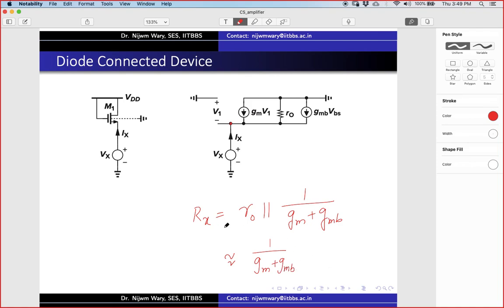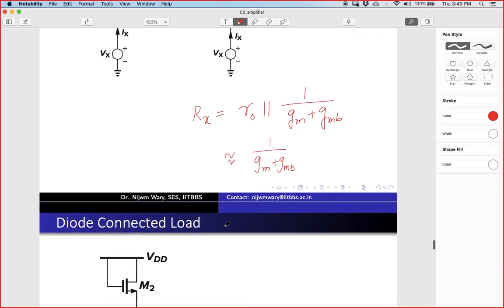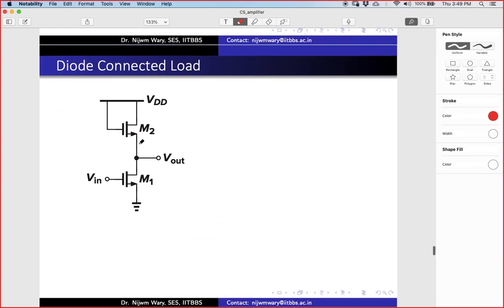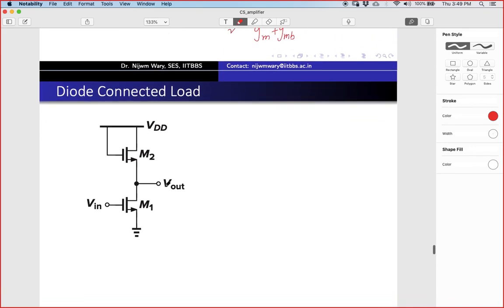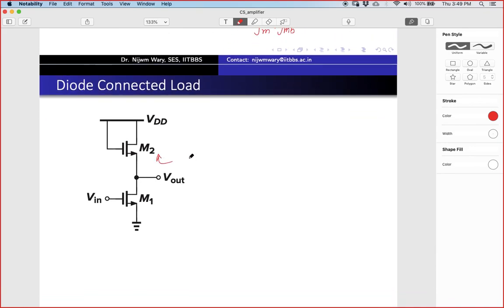So now if I try to implement an amplifier with a diode connected load, my gain will be again, so what should be my gain now? Can you tell me the expression of the gain of this amplifier with this knowledge, that the impedance looking into this node is approximately 1 by GM plus GMB, parallel RO2? So what is the gain of this amplifier? Can someone tell?